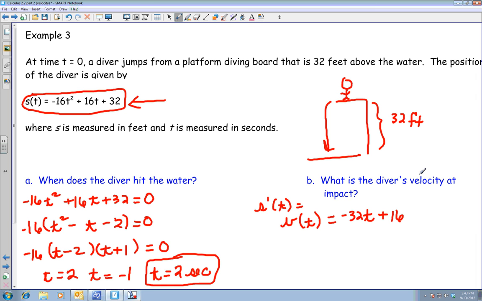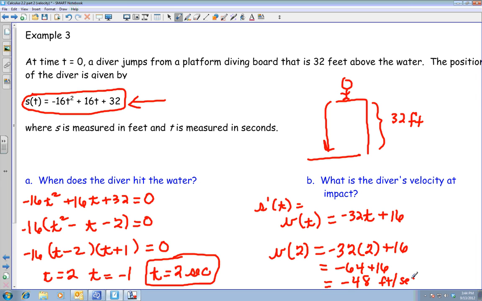So it says, what is the diver's velocity at impact? Here's my velocity equation. I know he hit the water at 2 seconds. So doesn't it make sense? I want to know the velocity at 2 seconds because that's when he hit. That's when his position was 0. So I'm going to plug 2 into my velocity equation. Negative 32 times 2 plus 16. Negative 64 plus 16. And that's going to give me negative 48 feet per second.